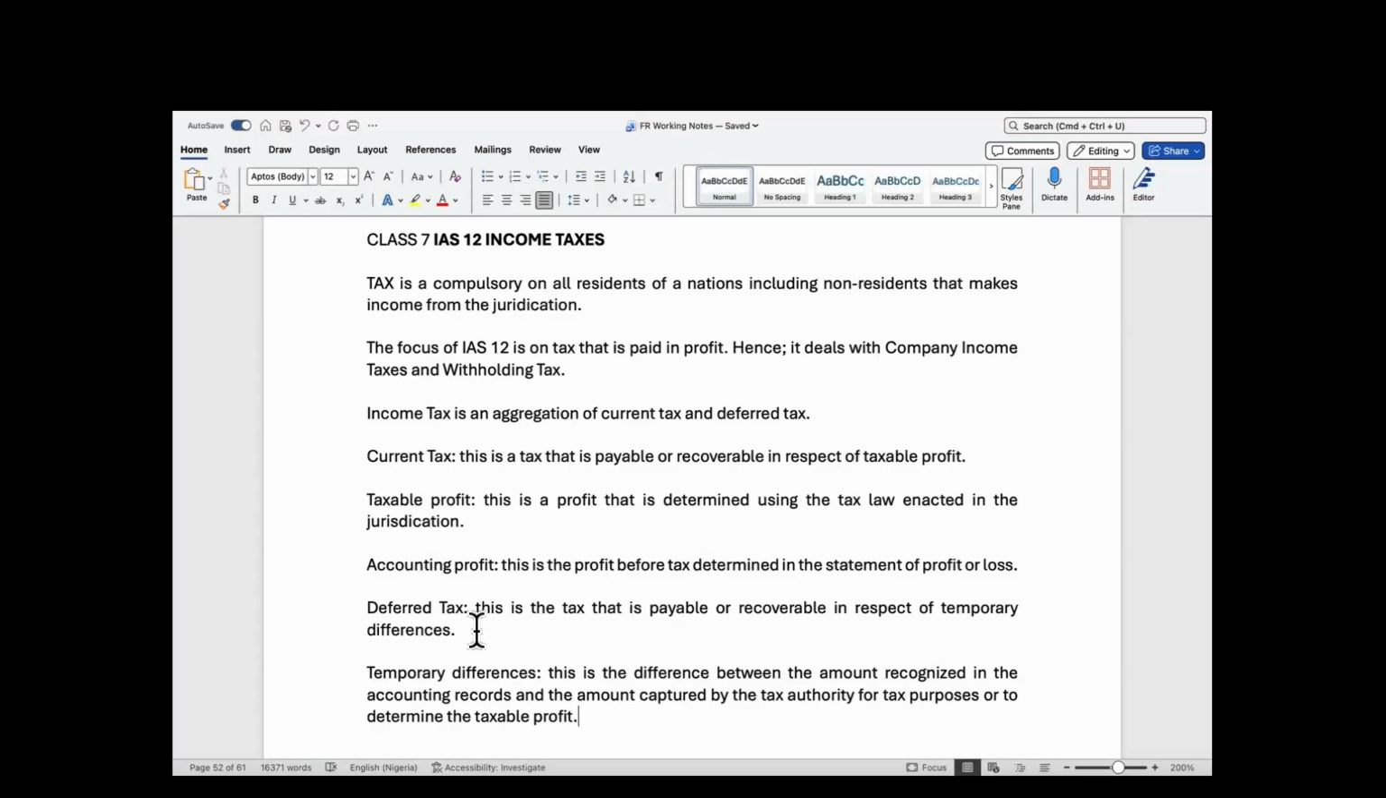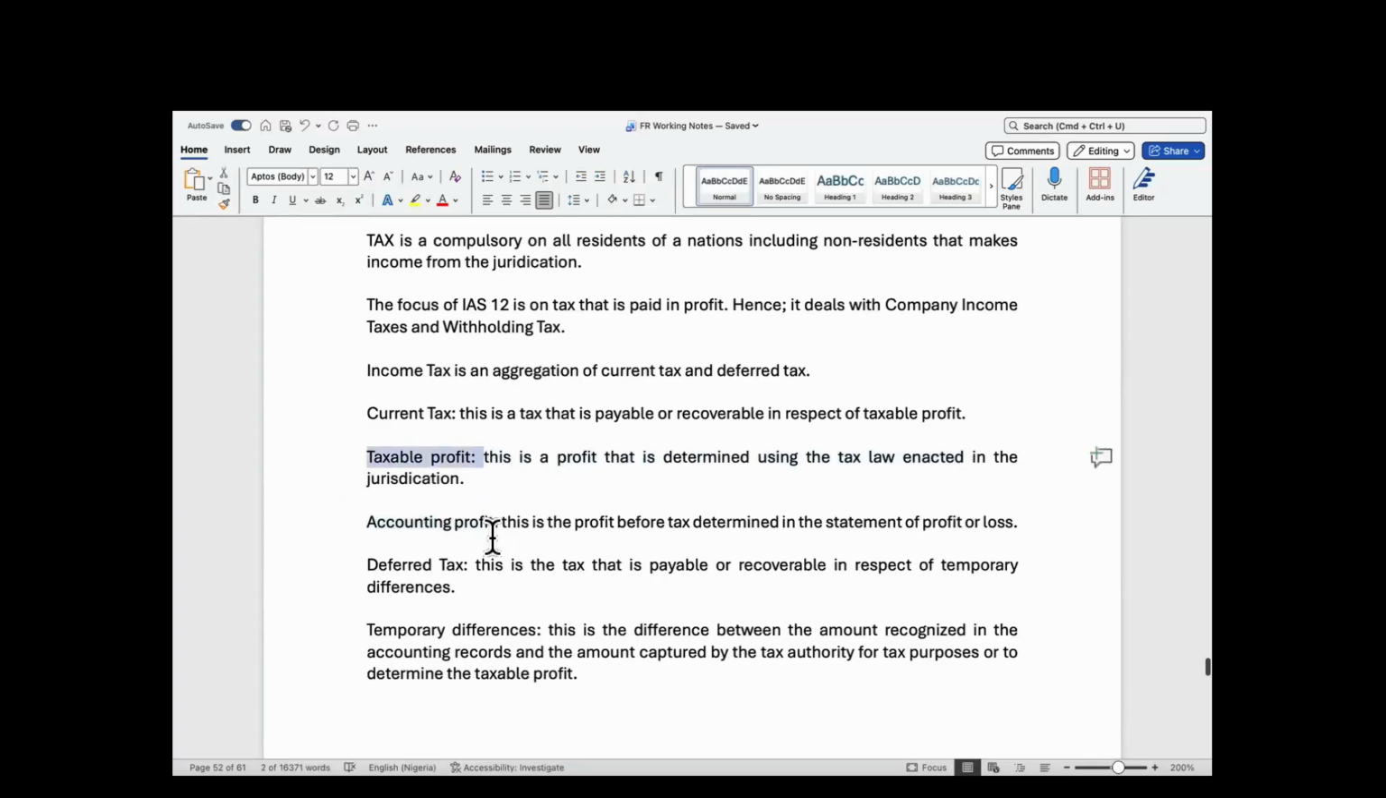Ordinarily we would expect that the taxable profit and the accounting profit should be the same. The fact that they are different, that difference is arising from temporary differences, but not just temporary differences. There are permanent differences too. That is why I didn't define temporary difference as the difference between accounting profit and taxable profit, because it is not all temporary difference. There are some that are permanent difference, which I would mention in a jiffy.